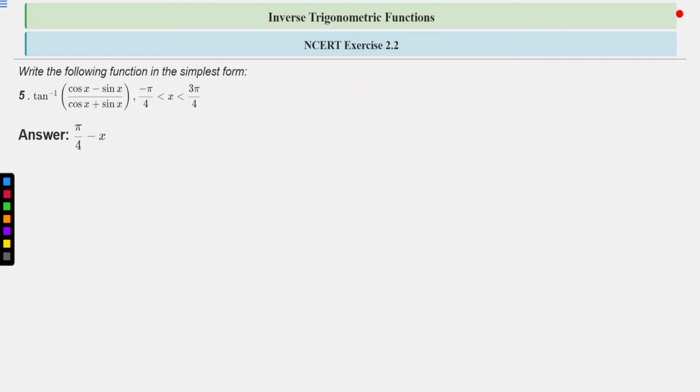The answer is pi by 4 minus x, right? So how will we get it? Let us see the solution part.